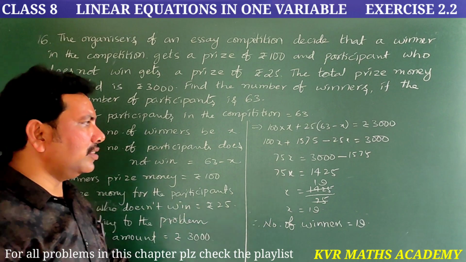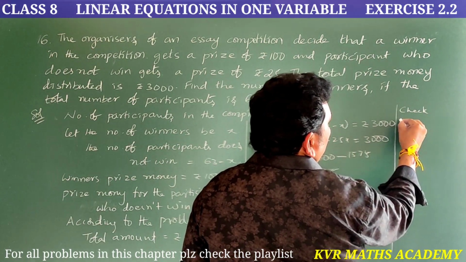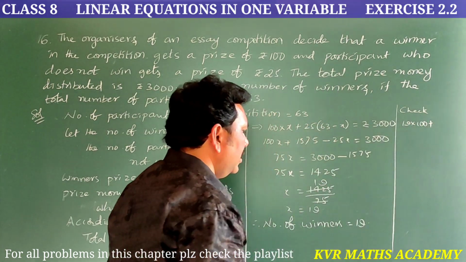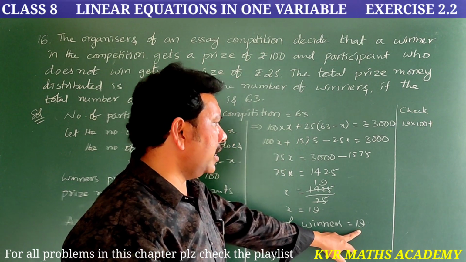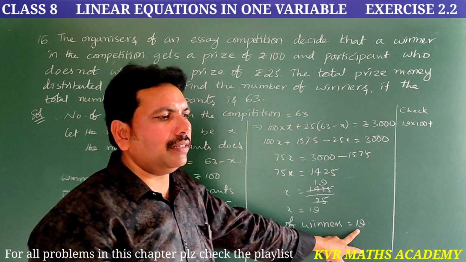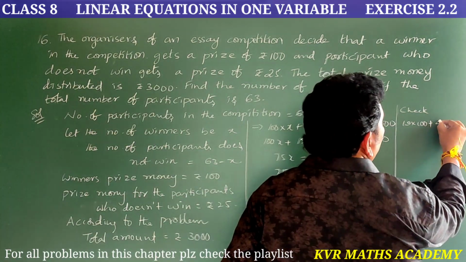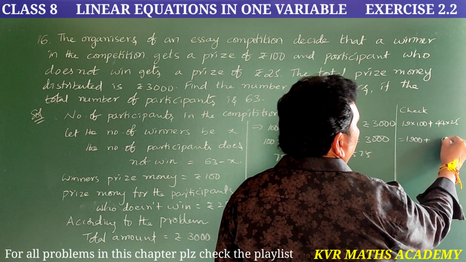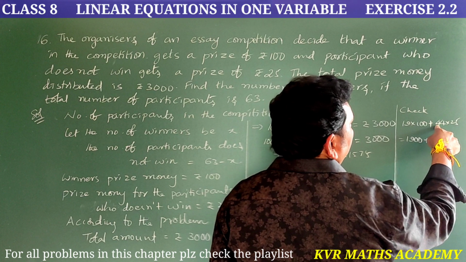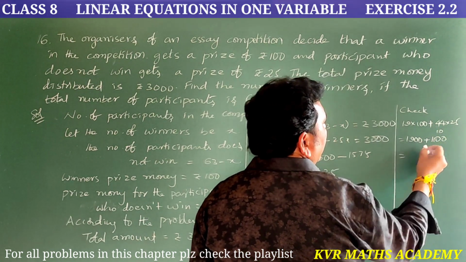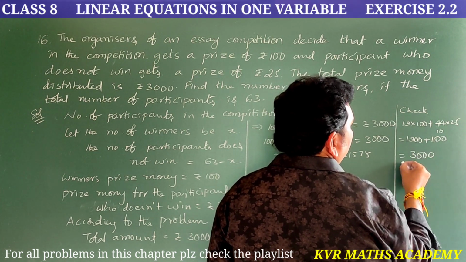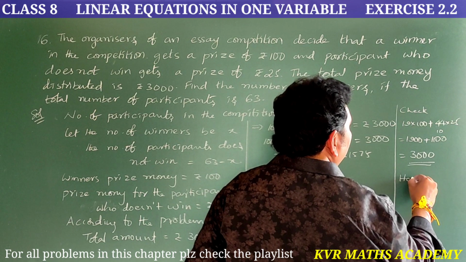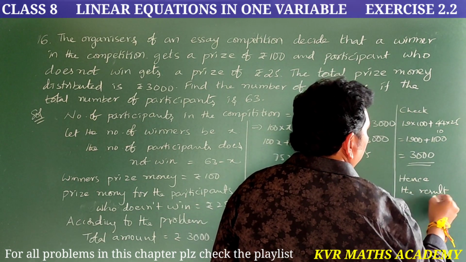Right? Yes. Let us do check also. Next, check I will do here. So winners 19 only, na? So 19 into 100 rupees plus the losers. So total is 63, 63 minus 19, how much? 44, right? Yes, 44 into 25. So that is equal to 19 into 100, 1900, plus 25 fours are 100, 1100. So 1900 and 1100, that is equal to 3000. Rupees 3000 we have got or not? Totally 3000 rupees only distributed, right? So hence the result is true.